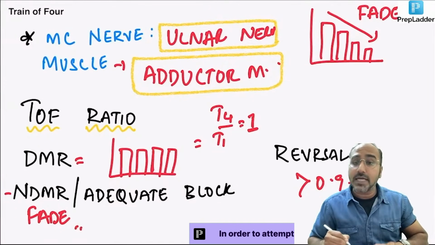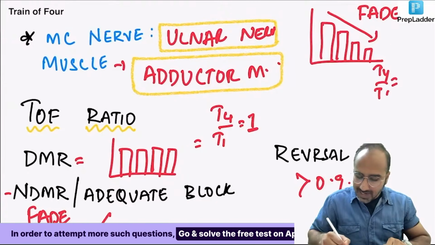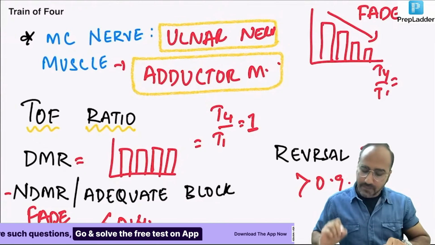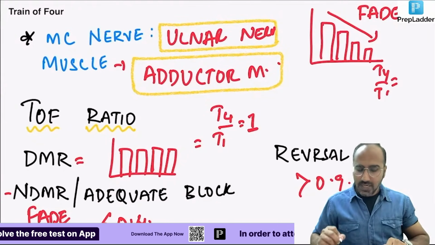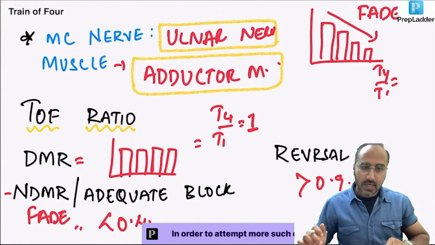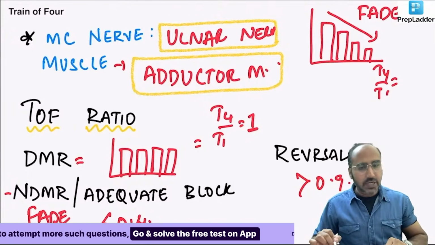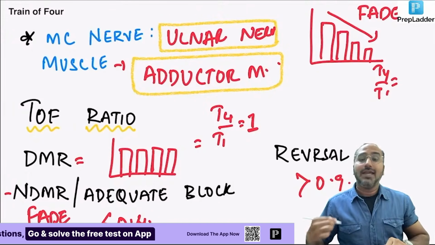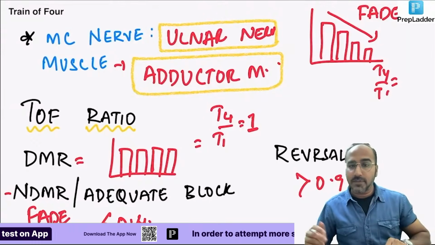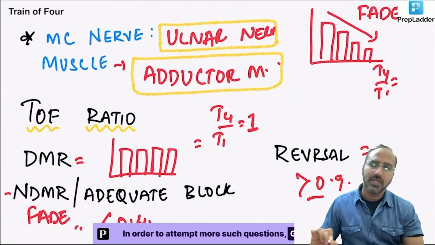And what will be the ratio when you compare the fourth twitch with the first twitch? It will be less than 0.4. Remember, this is a ratio usually used for non-depolarizing muscle relaxant. In case of adequate block also it should be less than 0.4. In case of reversal, while reversing the patient from anesthesia, what should be the ratio? The ratio should be more than 0.9.